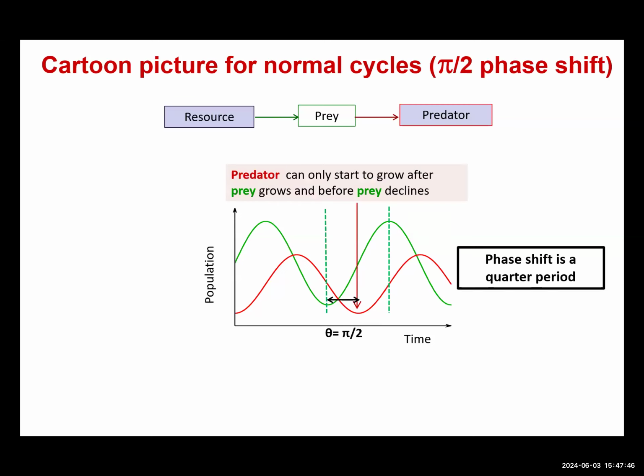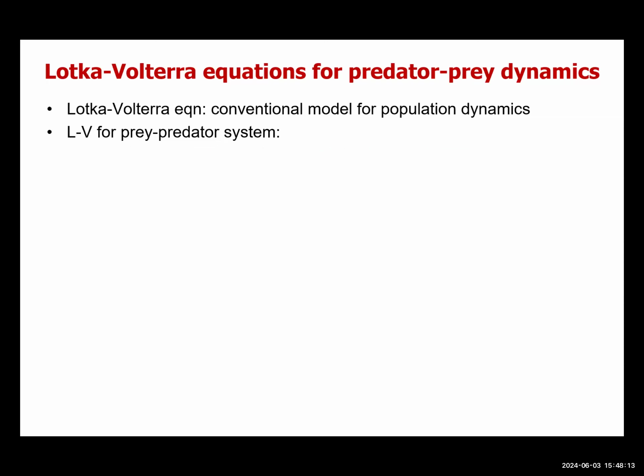And if you look at the phase shift, well, the predator can only start to grow after the prey grows, and it has to grow before the prey declines. So that tells you that this phase shift must be about pi by 2. So that's all the physics of this. It's mind-numbingly obvious that this must happen, okay? But it's very, very difficult to see where this comes from mathematically. Okay, now I'll show you why it's difficult.